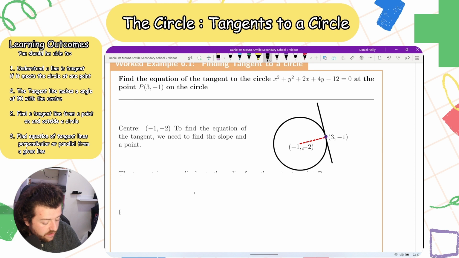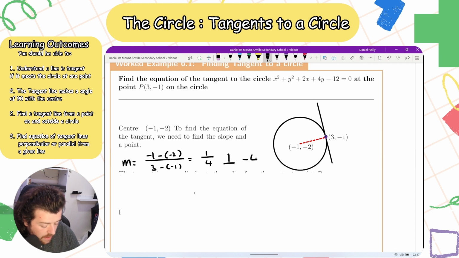Now, the center of this circle, when you work it out, would be (-1, -2). So the slope is going to be equal to -1 minus negative 2 all over 3 minus negative 1, which is going to be 1 over 4. So the perpendicular slope is going to be -4. So my slope is -4, and my point is (3, -1).